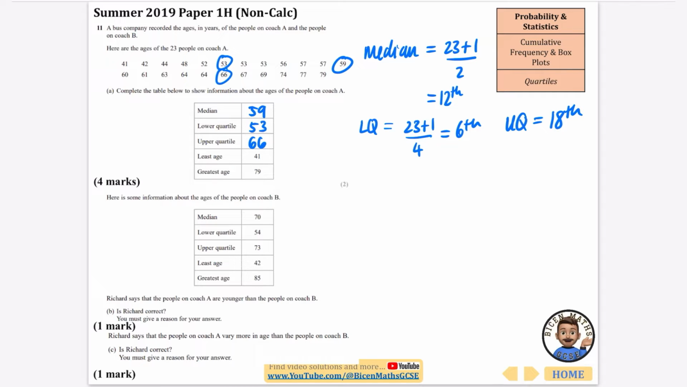So it says here, for the first part, I don't know why I've got 4 marks here. I need to change that. It should just say that it's 2 marks for this bit, and then these are 1 mark each.